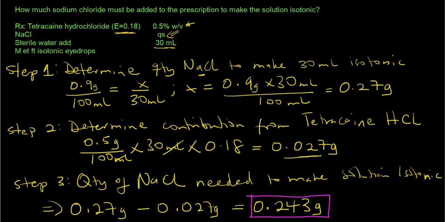So the key thing is, you first figure out if you have nothing but NaCl in that volume, what it's going to be to make the solution isotonic. And then you figure out the contributions from the components in there. Now, if we had additional ingredients, let's say you have something else in addition to the tetracaine hydrochloride, you need to find for tetracaine and also find for the additional component and subtract both those quantities from your answer in step 1. Now, if you do that correctly, that gives you 0.243 grams for this question, and that will be the solution for this problem.